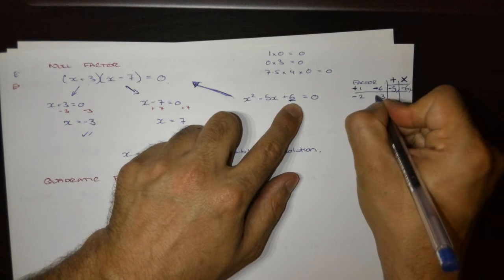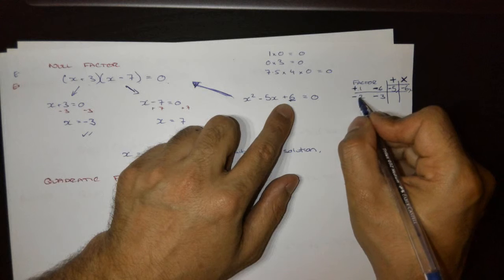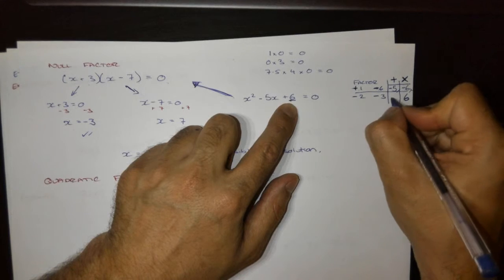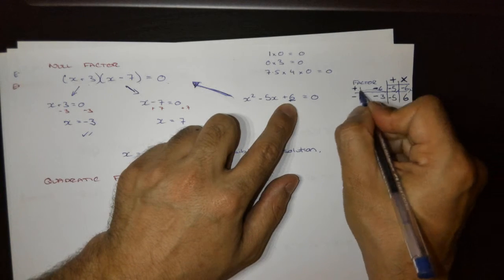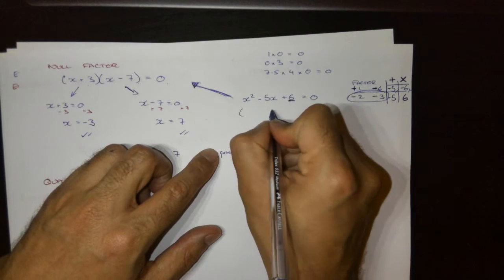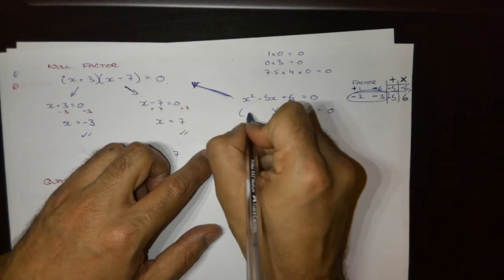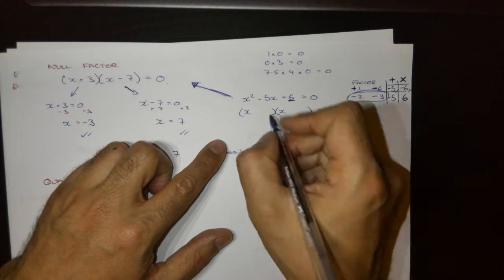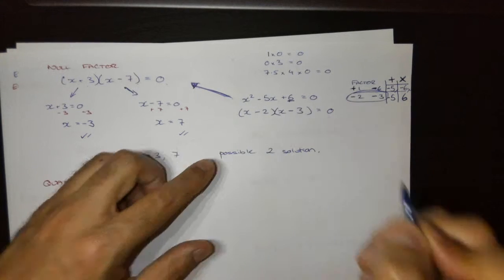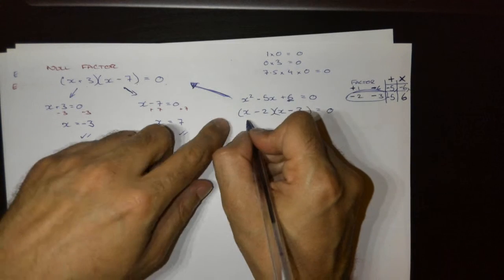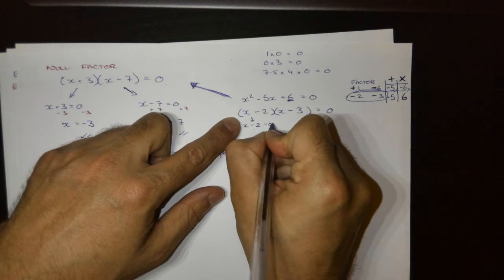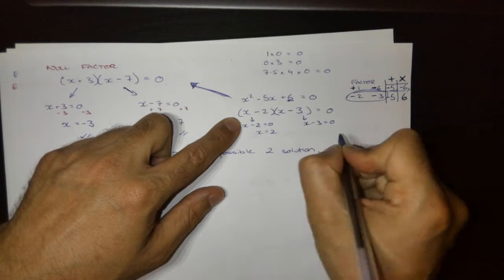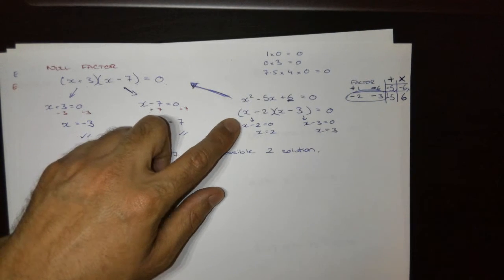Let's try -2 and -3. If I times them together, -2 times -3, that gives me a 6. If I add them, -2 plus -3 is -5. So my factors are those. So what I do is I put my brackets, x and x goes in the front because x times x would give me x squared. And now I write -2 and -3. And here I can solve. If this was 0, or if this was 0, x is worth 2 or 3.